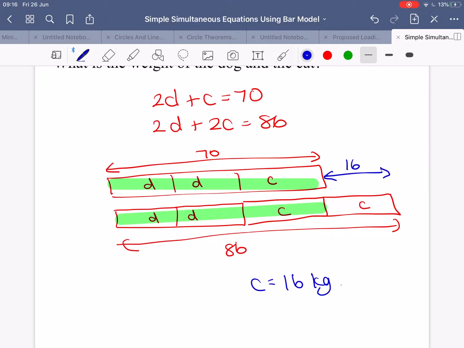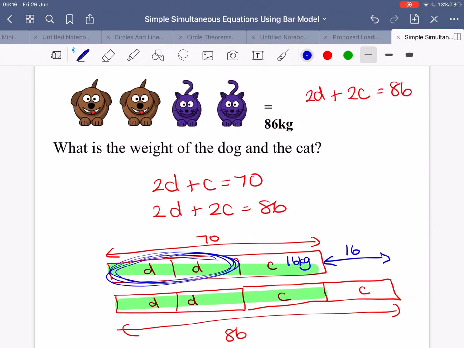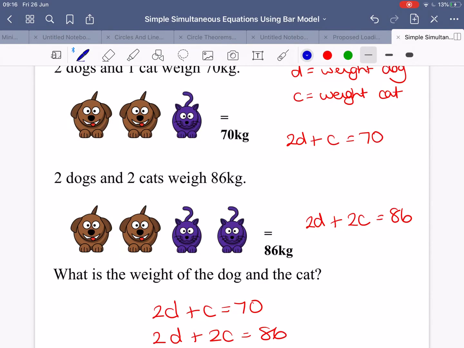And then if I use that, I can say, right, so if that's 16 kilograms, the weight of that cat, I can see that the 2 dogs here must weigh 70 take away 16. So my 2 dogs must weigh 54 kilograms. And so if these 2 dogs weigh 54 kilograms, that means that 1 dog must weigh 27 kilograms. And using my bar models, I've worked out what the weight of the cat and the dog is. So the cat is 16, the dog is 27.